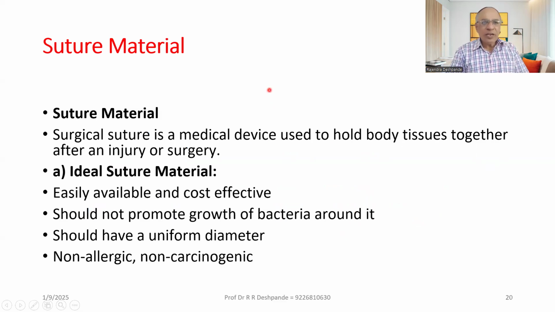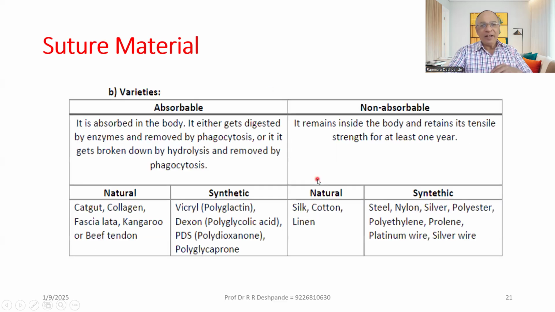Now, what is the suturing material that one can use? Surgical suture is a medical device used to hold the body tissue together after an injury or surgery. Ideal suture material: number one, it should be easily available and cost effective. Then that particular suture should not promote the growth of bacteria around it. Then suturing material should have the uniform diameter. Then suturing material should be non-allergic and non-carcinogenic.